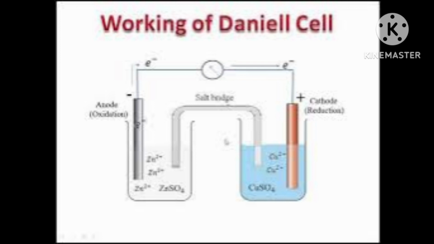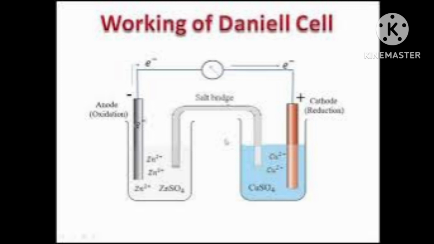Many anodes may be there, many cathodes will be there. Electrolytes will also be of different types. Then what actually are this anode and cathode? Both are called electrodes. And what is an electrode? An electrode is a metallic strip, a metallic rod.